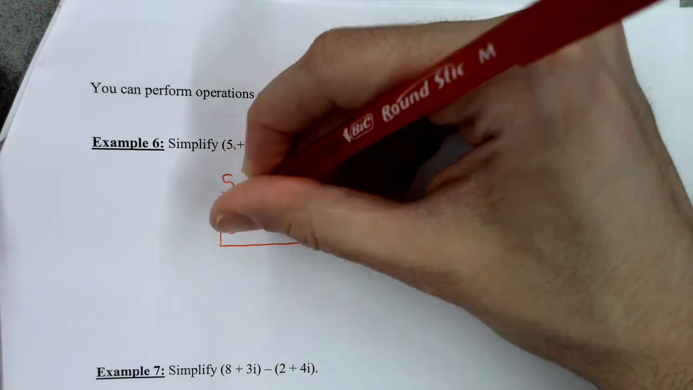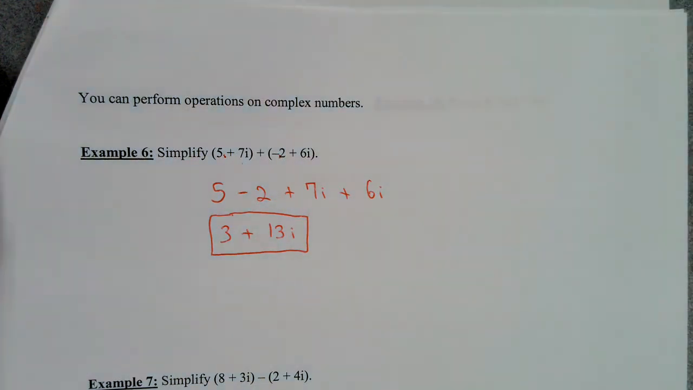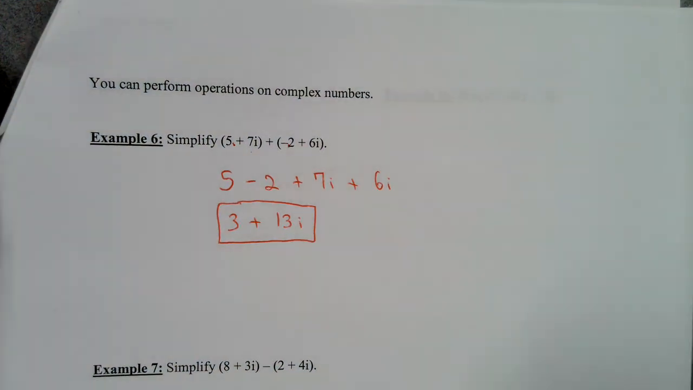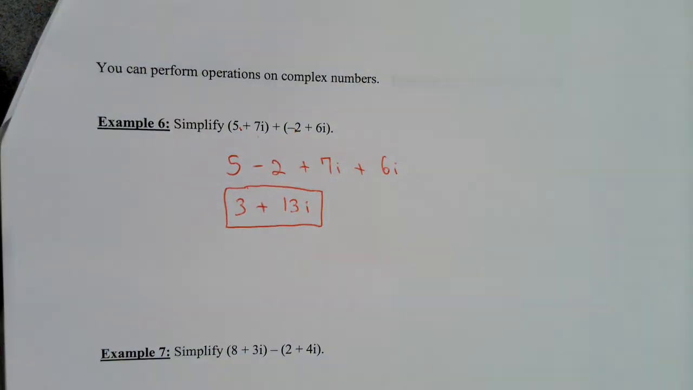Again, it has to be in this form, a plus bi. So if you put 13i plus 3, that's not the right form. It has to be like this, 3 plus 13i.